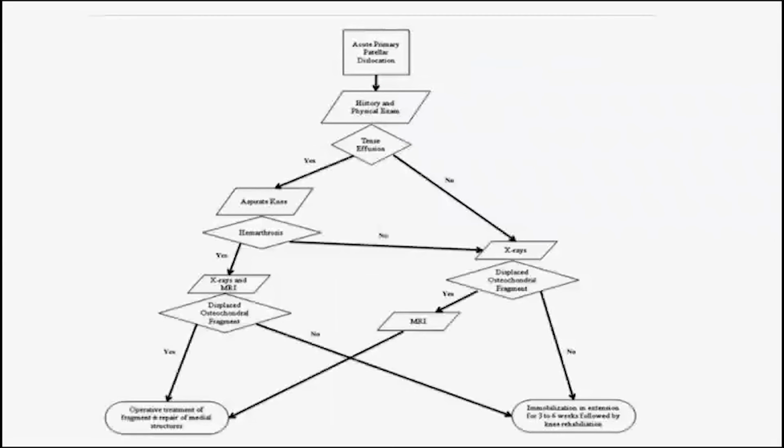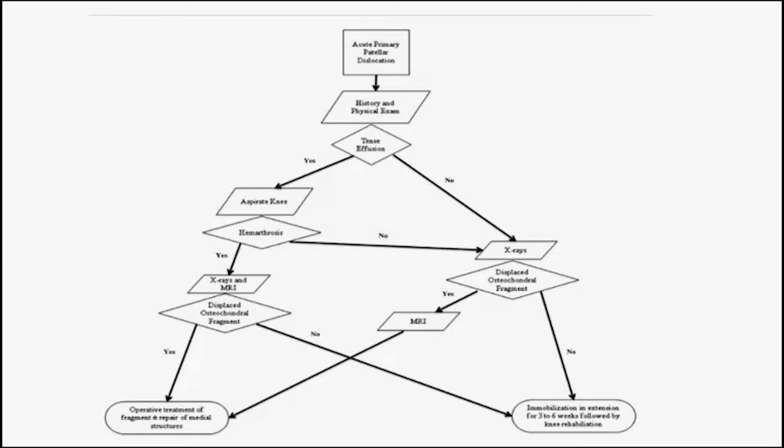If we have a patient with acute primary patellar dislocation, take a good history and do a physical examination to identify any malalignment in this patient and any other risk factors like hyperlaxity. If there is a tense effusion, do aspiration. If no, do plain X-ray only. If we have a tense effusion, we will do aspiration. And if we find hemarthrosis, we will do X-ray and MRI. If no hemarthrosis, we will do only X-rays.